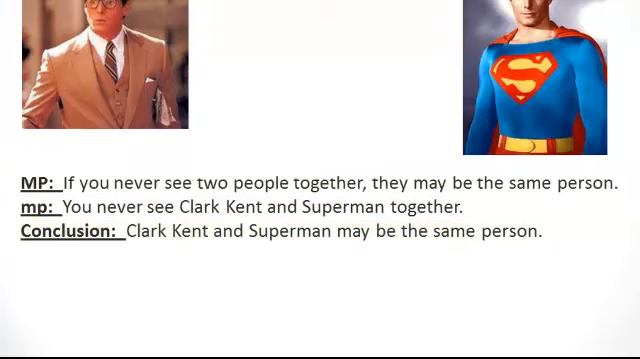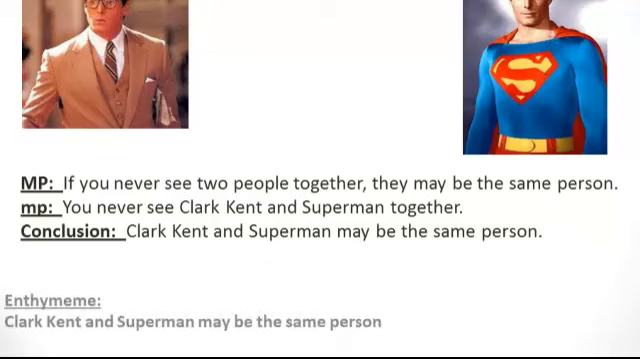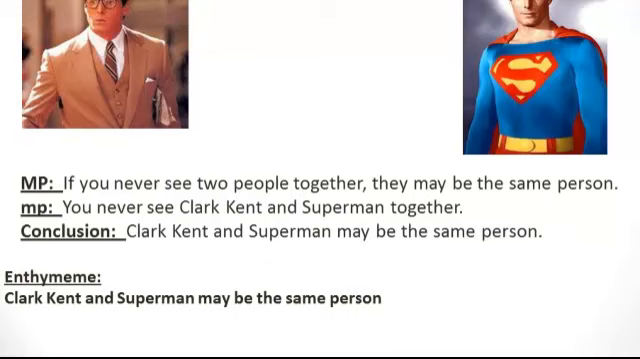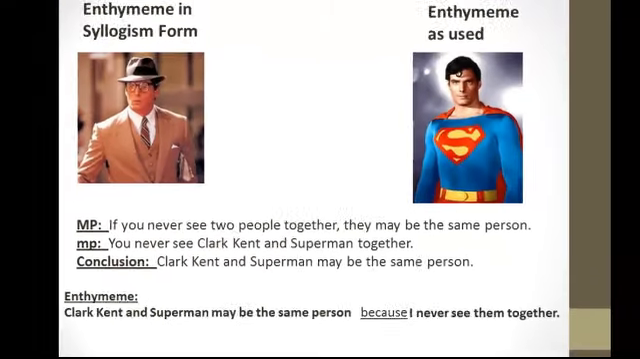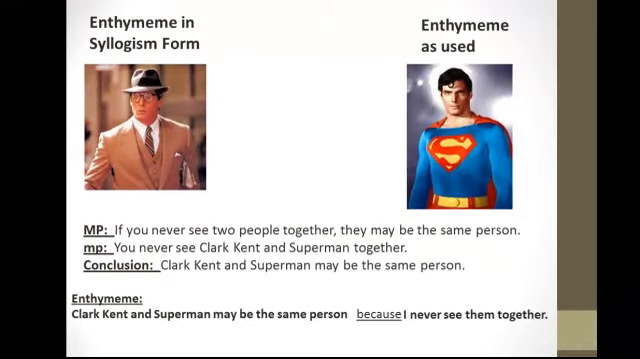Same thing, but in a different form, and in my opinion more powerful, is the actual enthymeme. Here's our claim, Clark Kent and Superman may be the same person. Why, you ask? I'm glad you asked. Because that's just tying it together to the reason I never see them together. So the enthymeme itself in this particular example is Clark Kent and Superman may be the same person because I never see them together. What's unstated here is the major premise, that if you never see two people together, they may be the same person. And you may or may not accept that warrant.